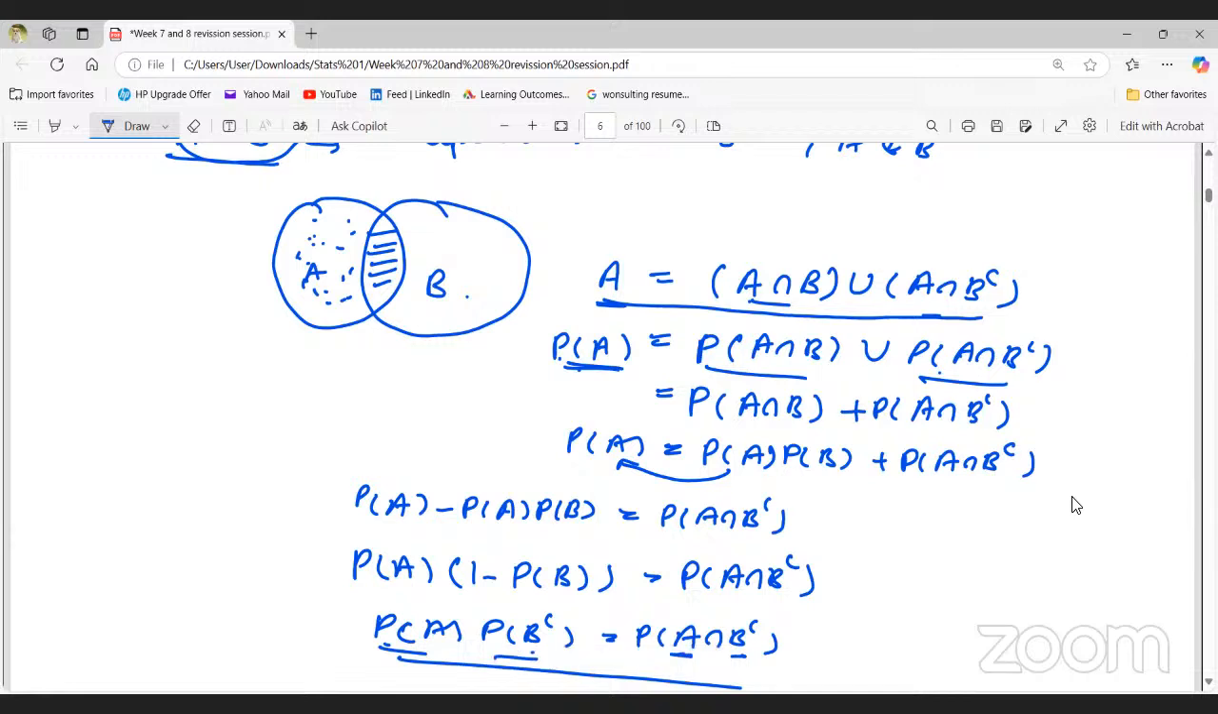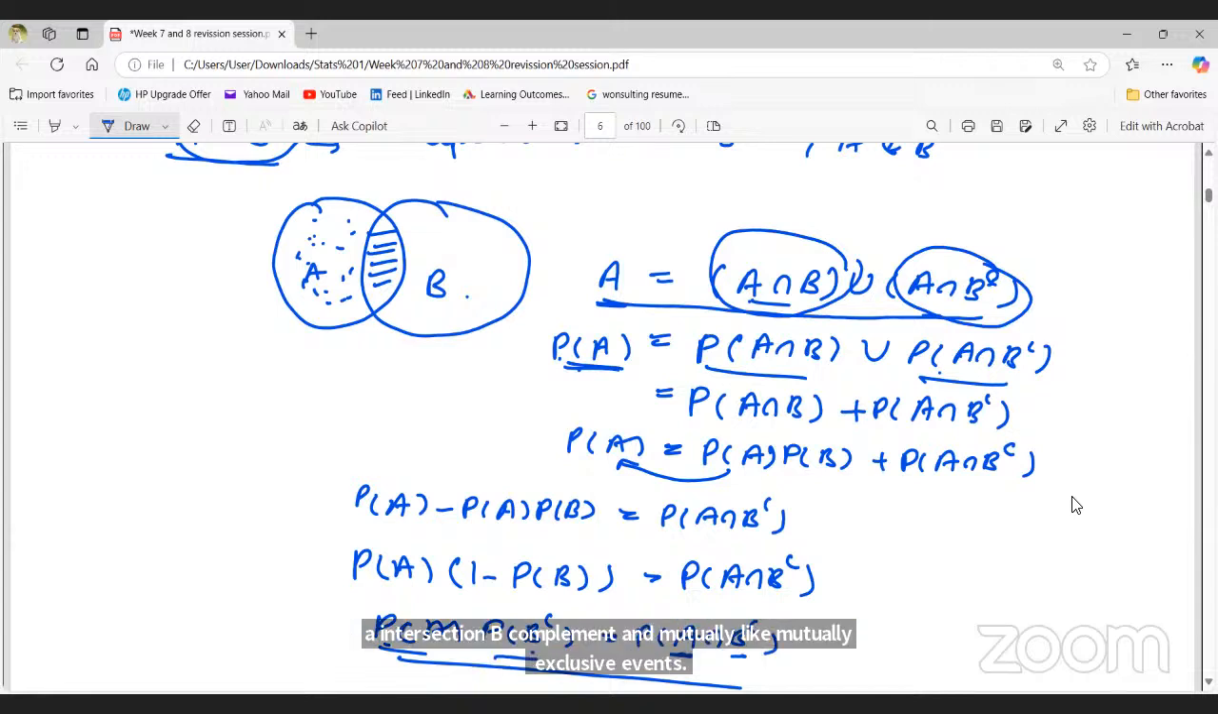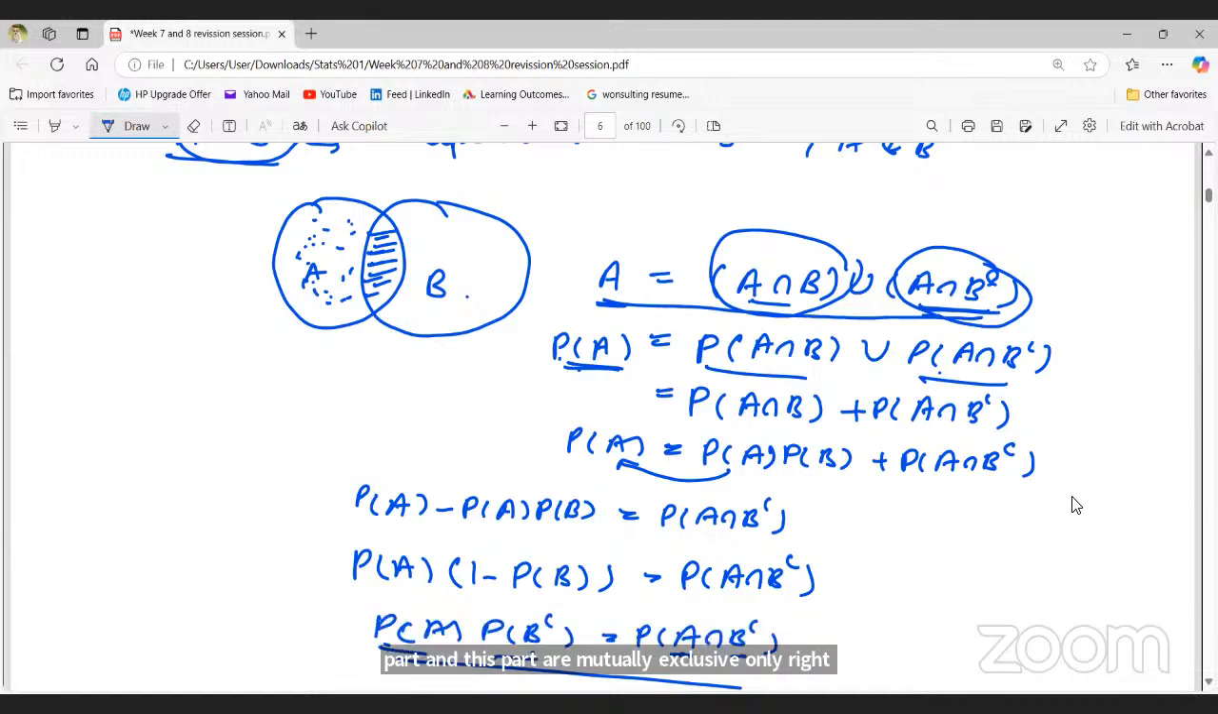Ma'am, will you tell me what disjoint means? I am saying that A intersection B and A intersection B complement are mutually exclusive events. I'm not saying A and B. I'm saying A intersection B and A intersection B complement. This part and this part are mutually exclusive only, right? There is no common point there. These are mutually exclusive. Yeah, that's what I'm saying. So A intersection B union A intersection B complement, both of these are mutually exclusive.